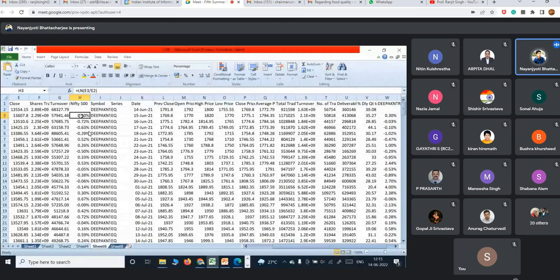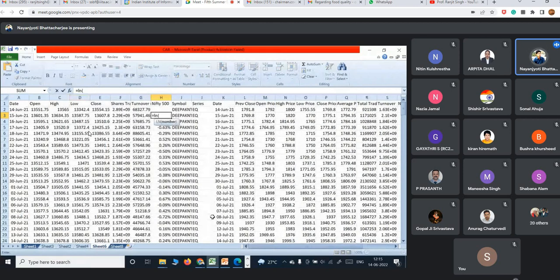So that is how I do it. If I just show you, how do I find out the return for Nifty 500 on 15th of June? I refer to the close price and I divide it by the previous close price. So that gives me the return for Nifty 500 on 15th of June. I can repeat this process.